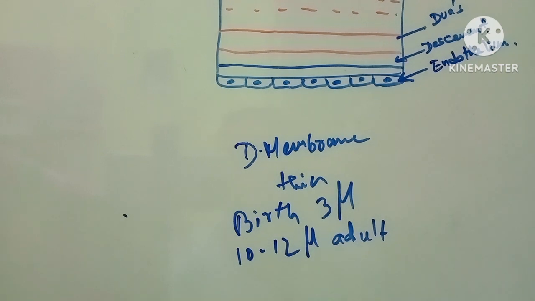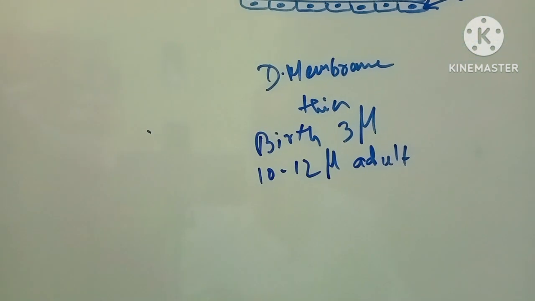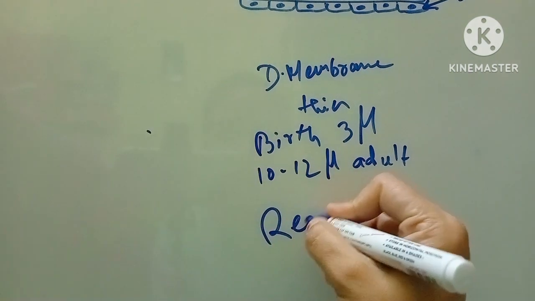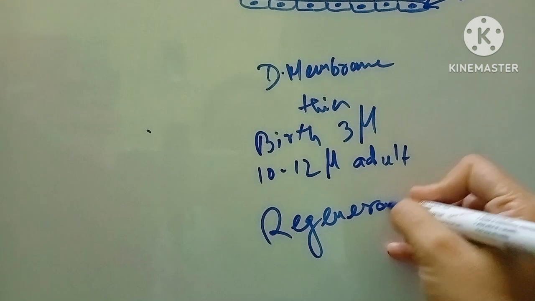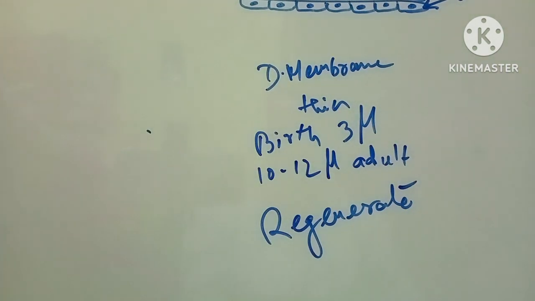Descemet membrane has a good chance to regenerate, just like the epithelium. The epithelium, our first layer, regenerates after 24 to 72 hours. Similarly, if the Descemet membrane is affected, it will regenerate like the epithelium. I hope up to this it is clear.